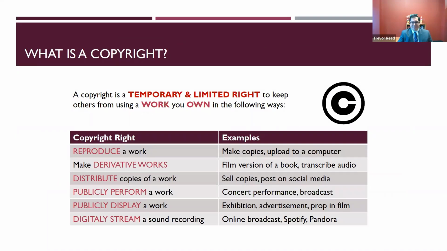So what is a copyright? Well, you may have heard about people mailing something to themselves via registered mail, or maybe putting this copyright symbol on something. Here's what a copyright really is. A copyright is a temporary and limited right to keep others from doing certain things with a creative work that they own. A copyright is temporary.